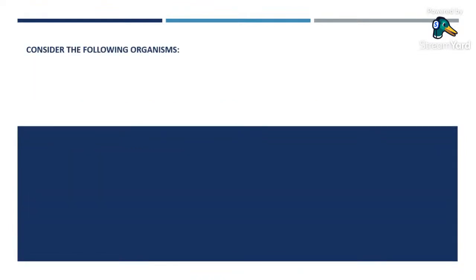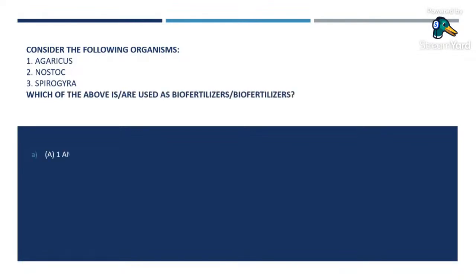Consider the following organisms. 1. Agaricus. 2. Nostoc. 3. Spirogyra. Which of the above is/are used as biofertilizers? A. 1 and 2. B. 2 only. C. 2 and 3. D. 3 only. So what do you think about this question?